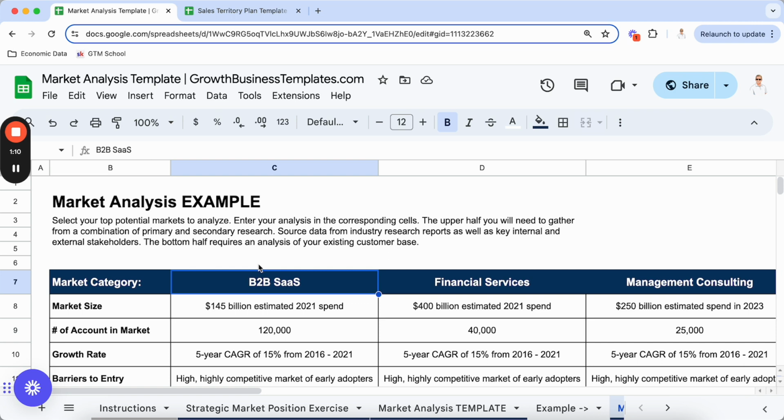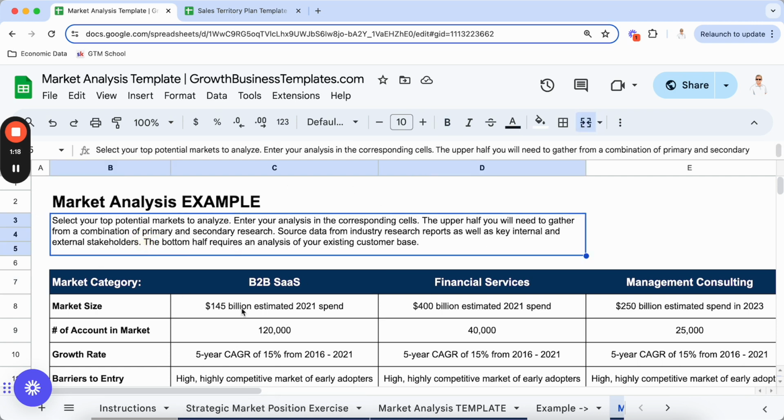And there's a great book on that, which I can also share with you here. But this is the market analysis template. So this is what we've used to determine the next best market to pursue. So I'm going to go through this in detail.